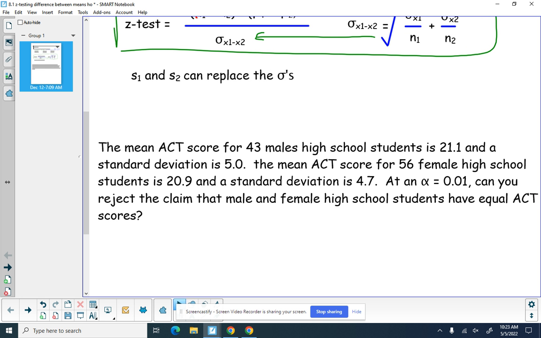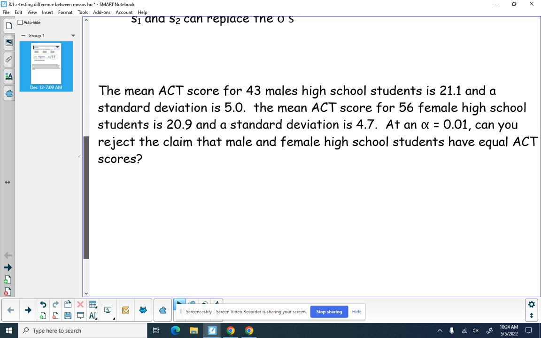Mean ACT score, 43 male high school students is 21.1. Standard deviation of 5. Mean ACT score, 56 female students is 20.9. Standard deviation 4.7. Alpha value was 0.1. Can you reject a claim that male and female students have equal ACT scores?